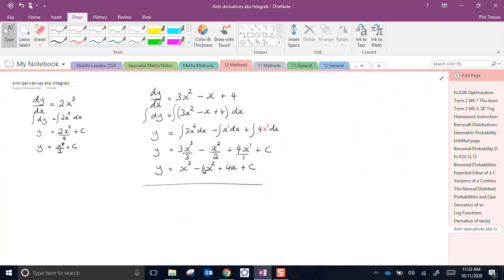Alright, that's enough now for a quick introduction. 2 simple examples of antiderivatives, and thanks for watching.